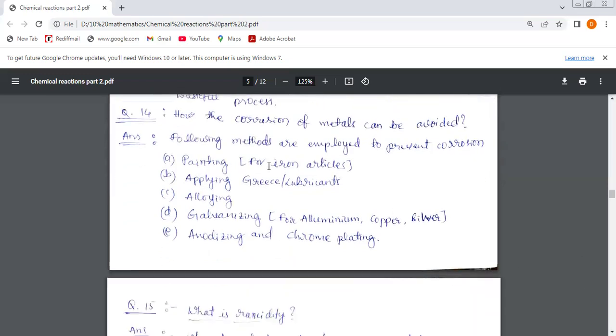So the first one is painting. Just paint over the metal surfaces, and you can avoid the corrosion. Applying grease or lubricant: you can apply grease or lubricant.